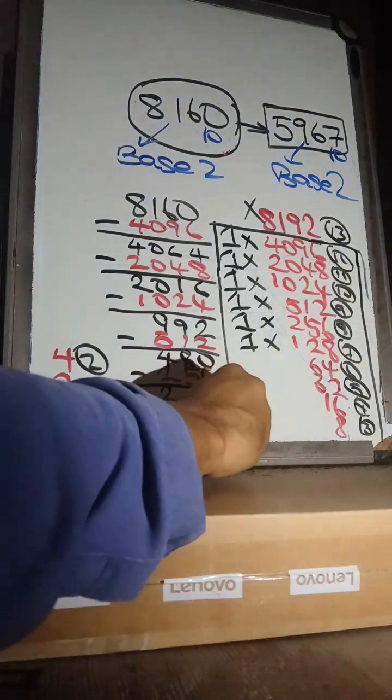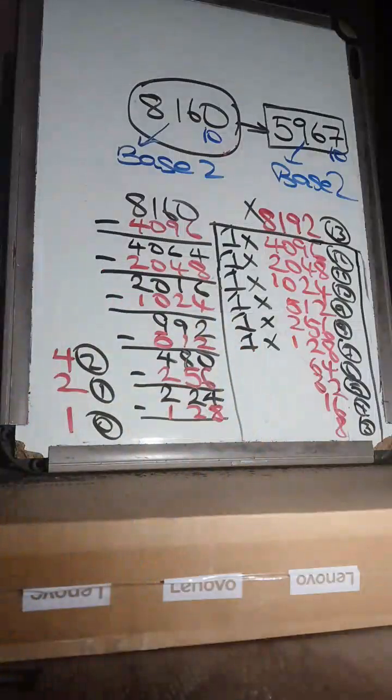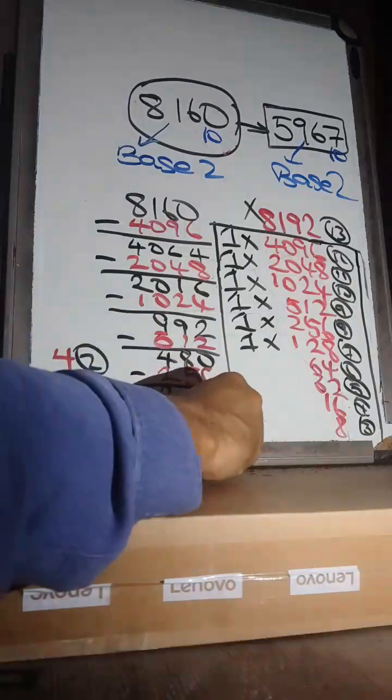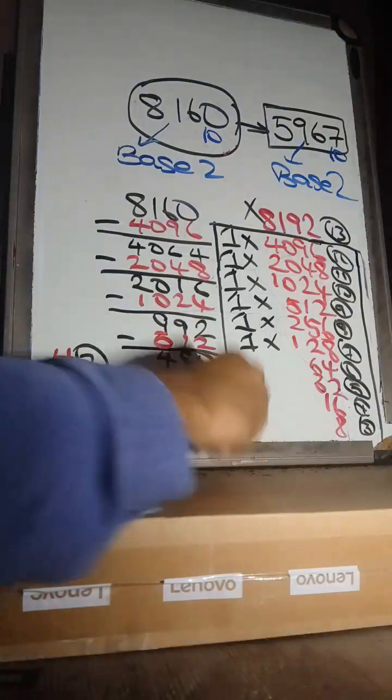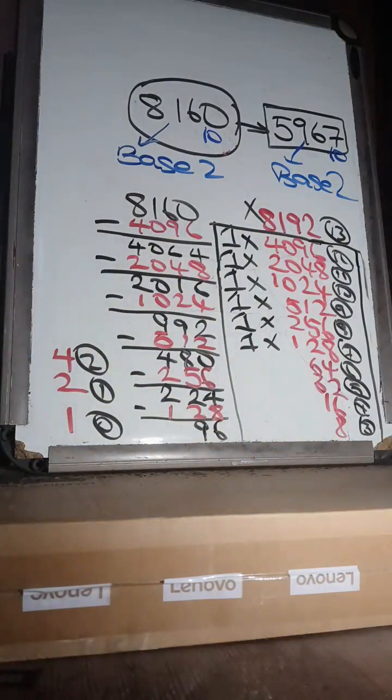$128. 100 minus 4 looks like 96. Okay, well, we just have 2 more things. We just have 2 more to do and we're done. And this is how I know.